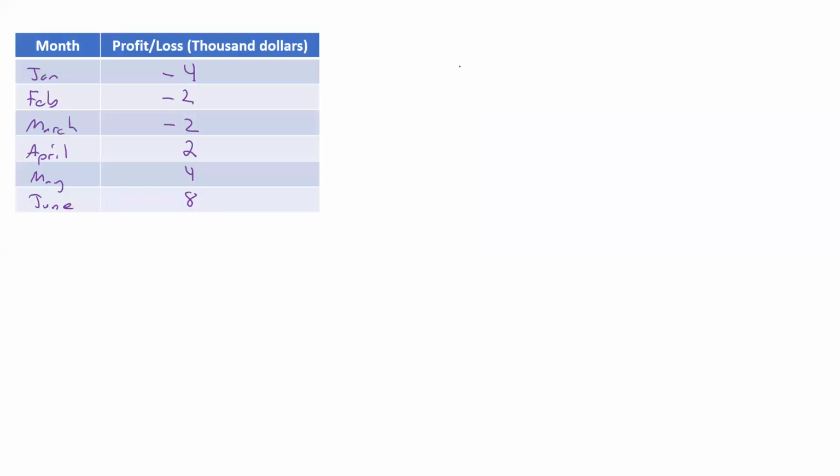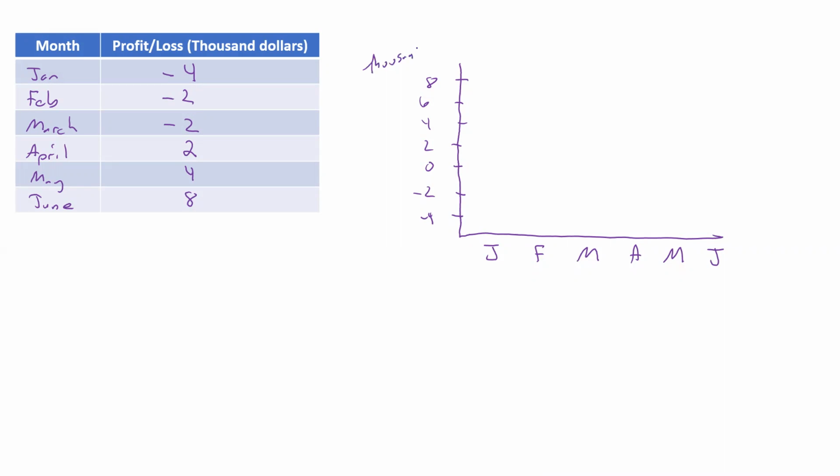Okay. Now we've got our data table. And so now what we need to do is say, okay, well, now we have January, February, March, April, May, June. We're making a line plot. And so we see our lowest negative is 4. So if we call this a negative 4, maybe we go by 2s, that's negative 2, and then 0, then 2, then 4, then 6, then 8. We can plot these points, and this is in thousands of dollars, and this is the month.